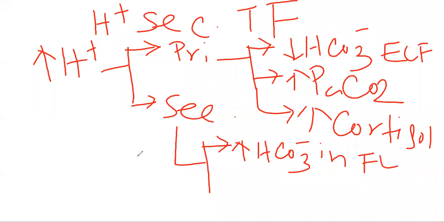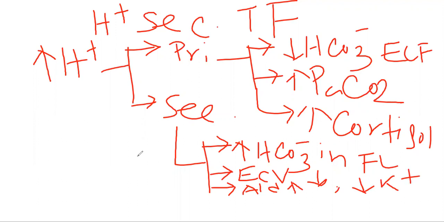So increased bicarbonate in the tubular fluid is the number one cause. Number two, extracellular volume contraction, if the extracellular volume is decreased. And third is the increased aldosterone level and hypokalemia. So if the aldosterone level is increased, or if there is hypokalemia. So these are the causes by which hydrogen secretion increment will occur.